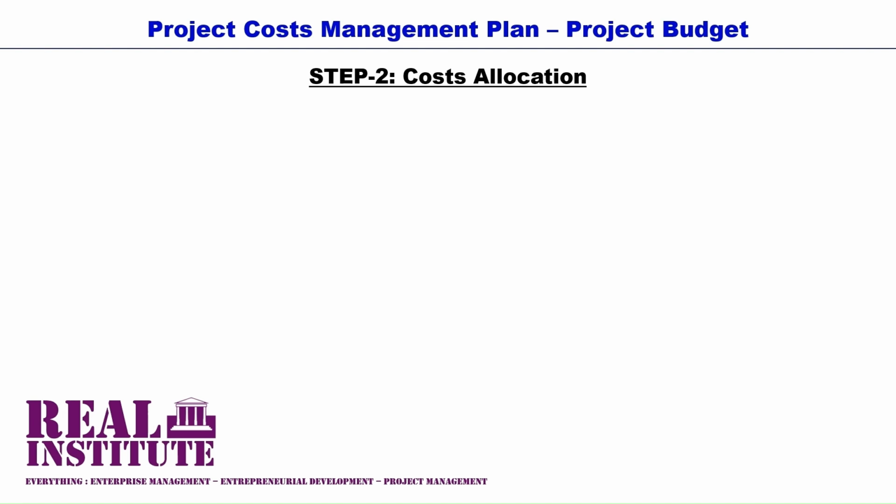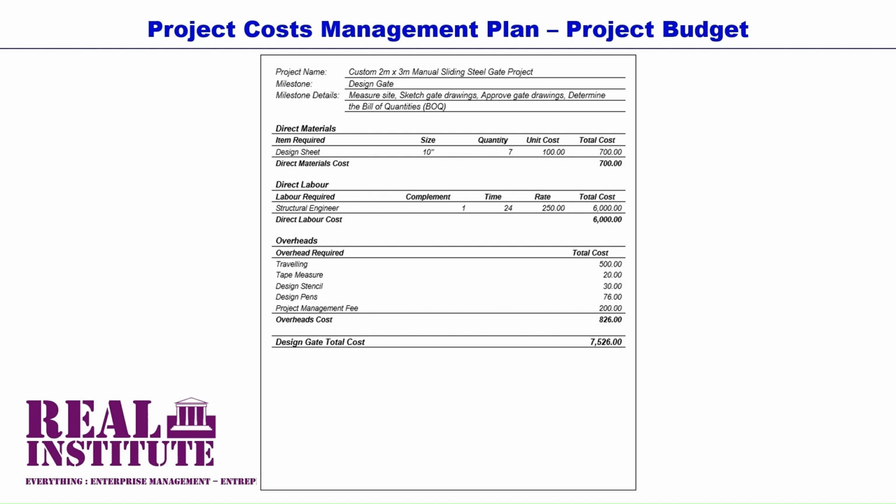For our case example project of building a custom steel sliding gate, we can then demonstrate the cost allocation, first for the design phase or the design milestone, as displayed. First, we state the name of the project, which is the custom 2 meter by 3 meter manual sliding steel gate project. This is followed by the name of the phase or milestone, which is the gate design phase or milestone.